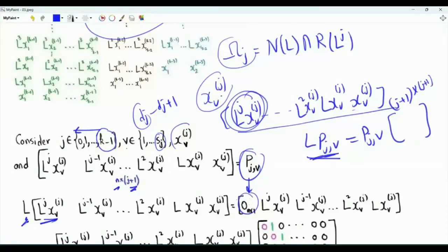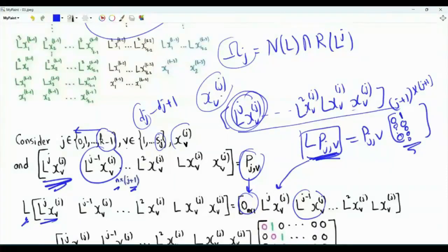When we did the product, the first column is all 0. The first column in this square matrix should be an all 0 column. In this product, the second column is L to the j times xv, and this is exactly the first column in pjv. This means that the second column in this square matrix should have 1 followed by zeros. The third column in this product is the second column in pjv. Our third column here should be 0 followed by 1 followed by zeros, and so on.